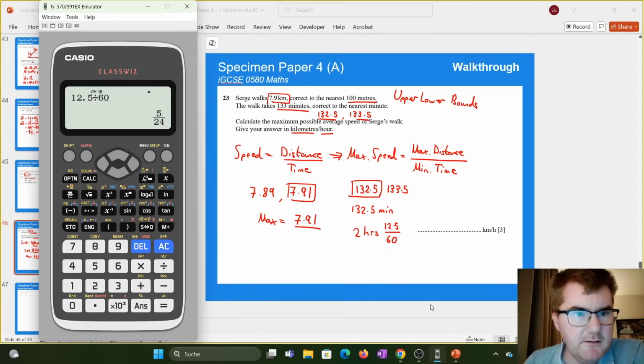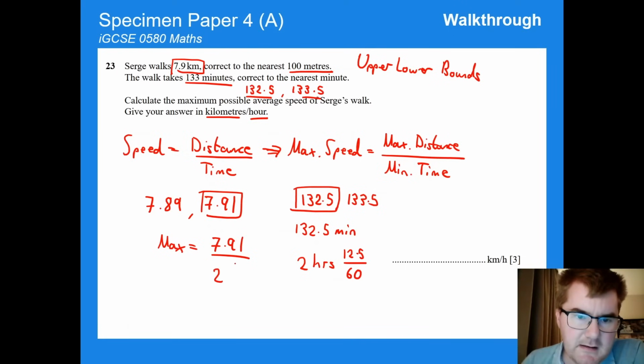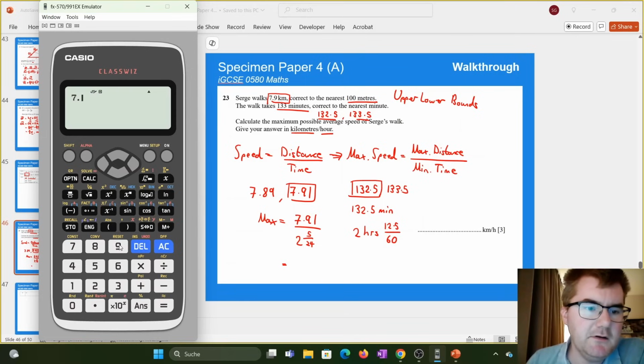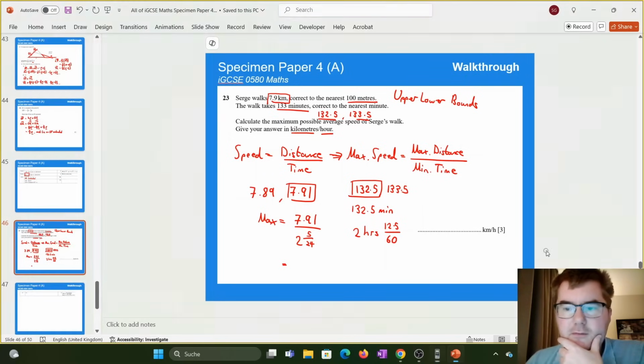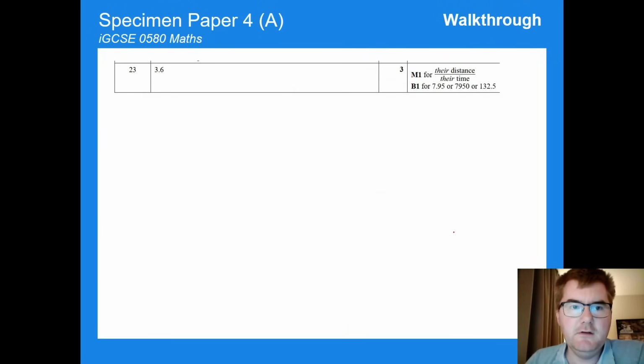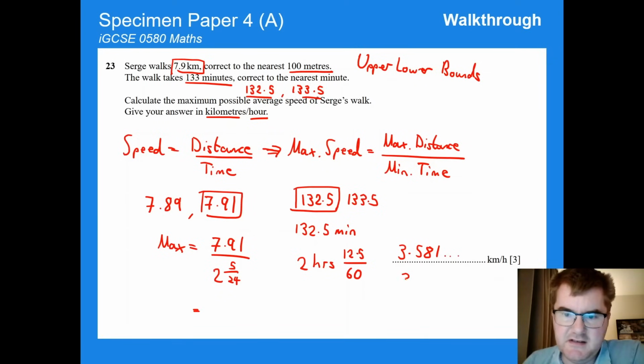Okay, so we want 7.91 divided by 2 and 5/24. Put this into the calculator, 7.91 divided by, what's that as an improper fraction? 48 plus 5, that's 53, so 53 divided by 24, and that gives us as a decimal 3.581... Again, they're happy just to go 3.6 here, kilometers per hour.